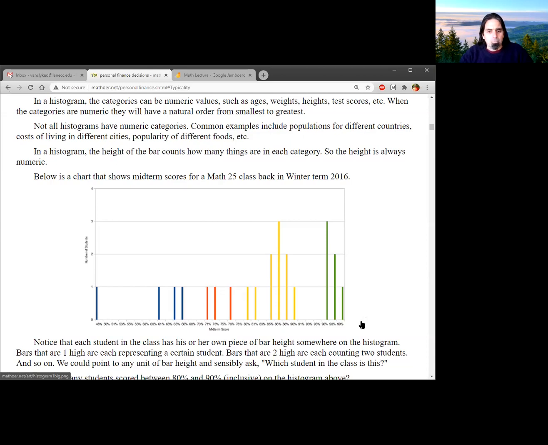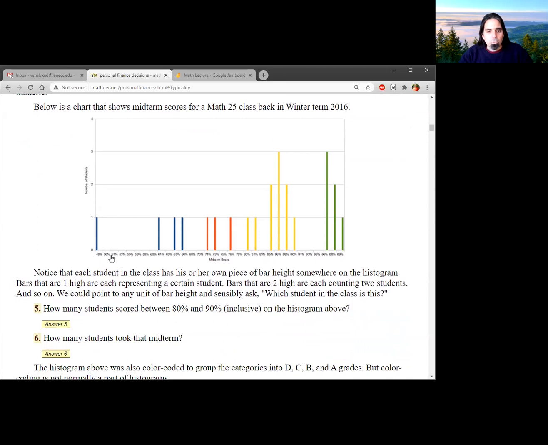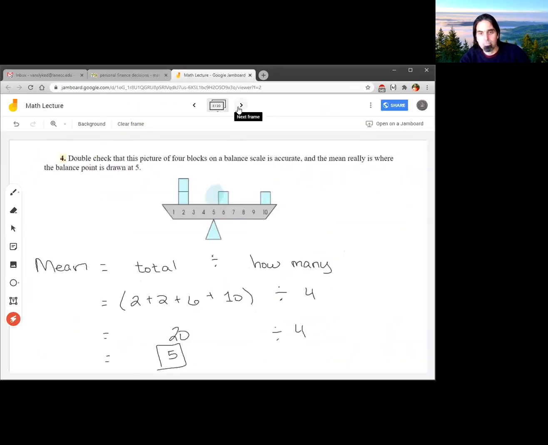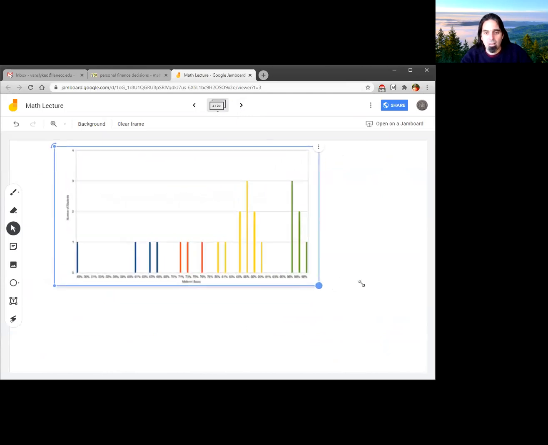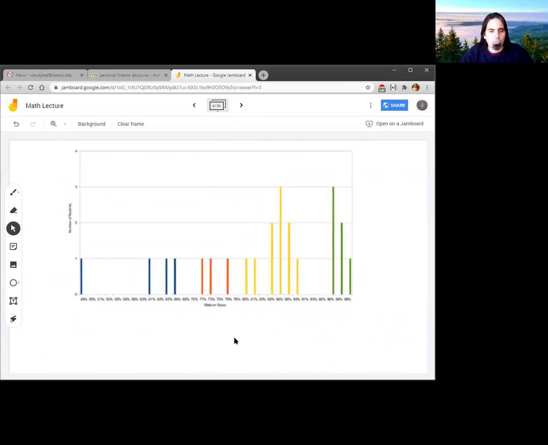So in general, these sections of a histogram at the bottom are called bins, because it's like we are counting things and putting them in a certain bucket. So each one of these little things is called a bin.